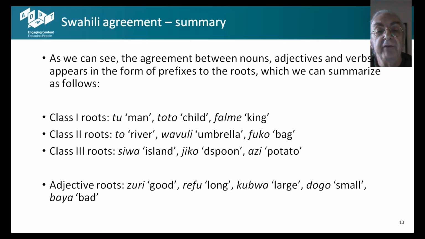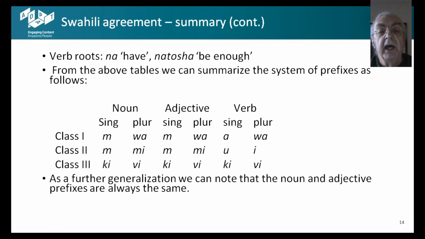So we have, as we can see, agreement between nouns, adjectives and verbs in the form of prefixes to the roots, which we can summarize as follows. We have the class 1, class 2 and class 3 roots, 3 nouns in each group. We've got the adjective roots, and for each word there are presumably 6 different forms. And we have just 2 verbs, have and be, and they also have a system of prefixes.